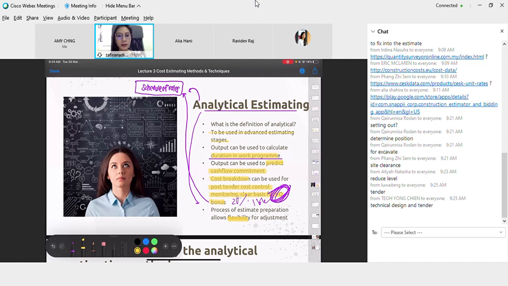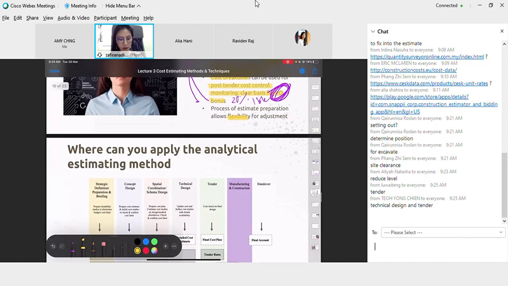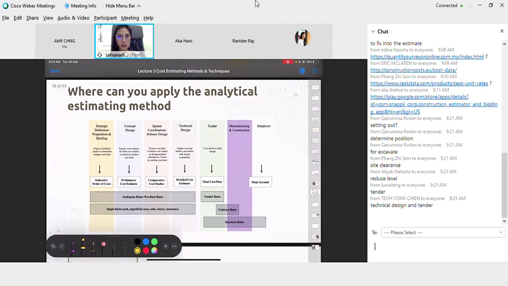Okay? Alright. So dah bagi jawapan dah. Where can you apply the analytical estimating method? So jawapan dia adalah sebenarnya tadi kita just tunjuk analytical estimating dekat technical design dengan tender kan. Sebenarnya ada lagi satu, you boleh guna juga untuk buat final account punya pricing.